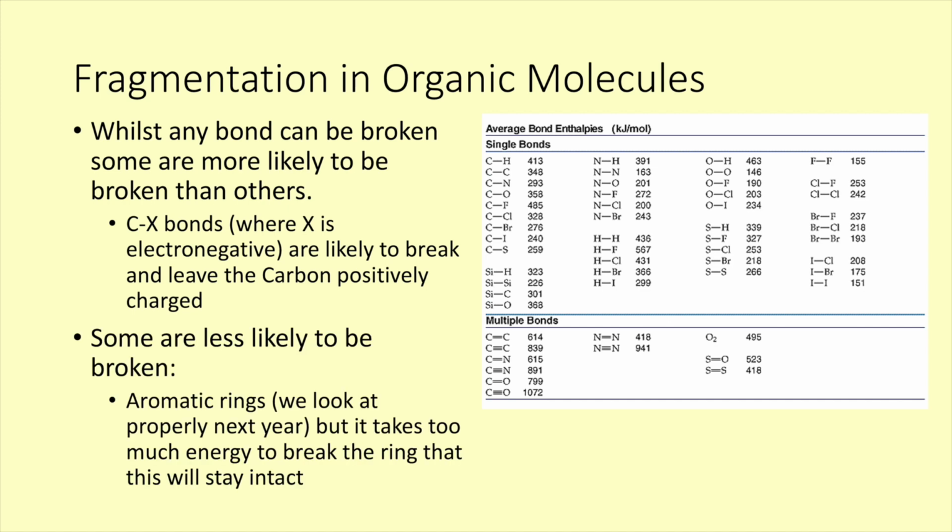Also our aromatic rings, so this is our C6H5, it's a hexagon with a circle in the middle. We look more at those next year, but again it takes so much energy to break those rings that in mass spectrometry they pretty much always stay intact in the spectra, and so that's quite a good identification that that is present, as that will always be a fragment ion peak in the spectrum.